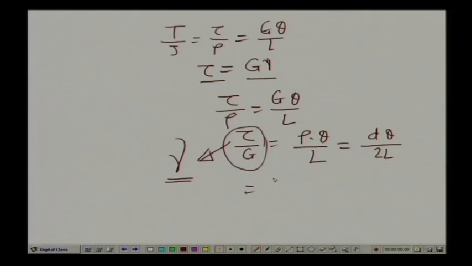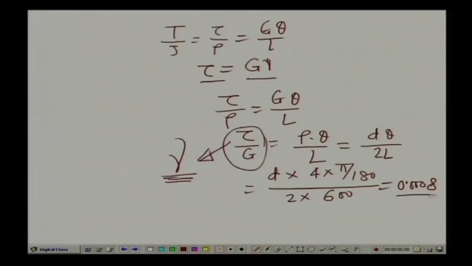Now, here the diameter is to be evaluated, and theta is limited to 4 degrees. So, this is multiplied by pi by 180 to get radians, divided by 2 times L, where L is 600. So, this gives us the value. Now, the strain is to be limited to 0.0008. So, this is the limiting value of the strain, and from this we will have to evaluate the value of the diameter d. So, d, if we calculate from here, gives us a value of 13.75 millimeter.